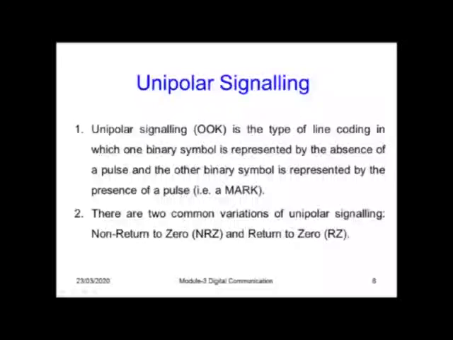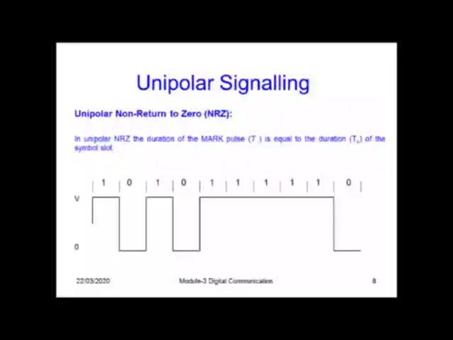So coming to the unipolar non-return to 0 pattern as shown in the diagram, in unipolar non-return to 0, the duration of the mark pulse, that is the presence of the bit as 1, is equal to the duration of the 0 pulse of the symbol.